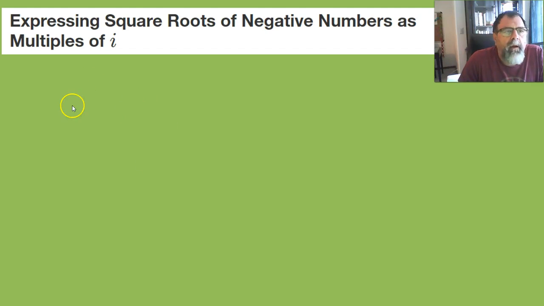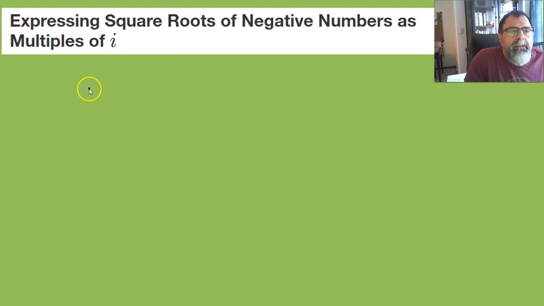First we need to talk about what a complex number is, and before we can talk about complex numbers, we've got to talk about this i. So, expressing square roots of negative numbers as multiples of i.